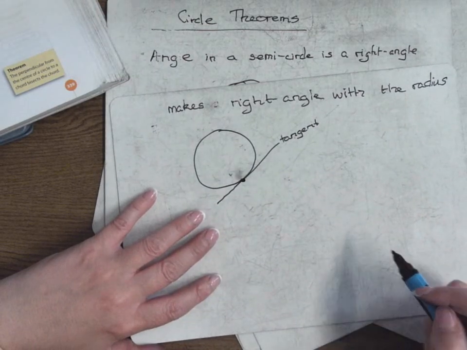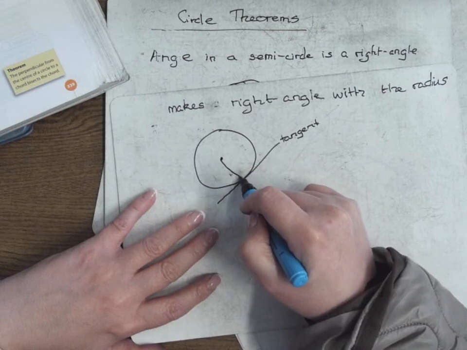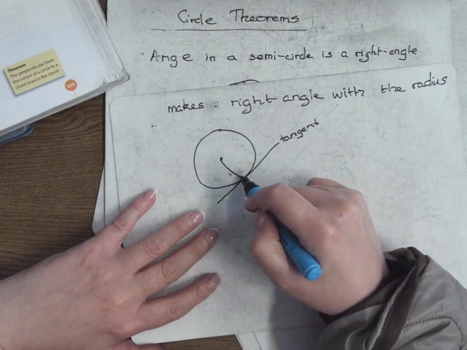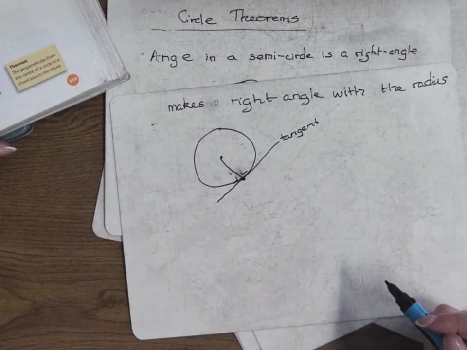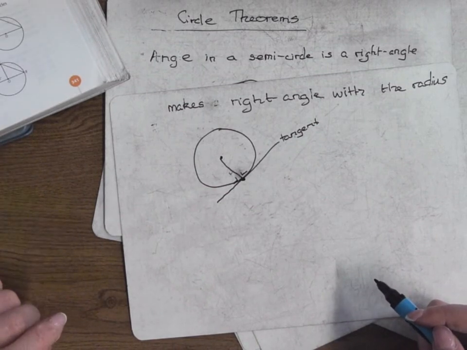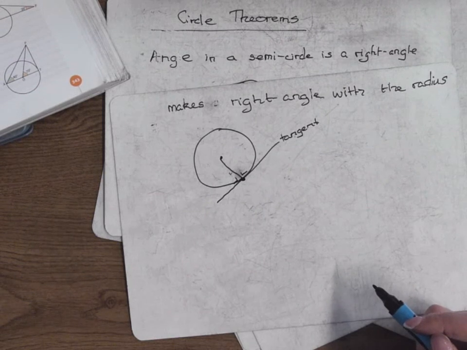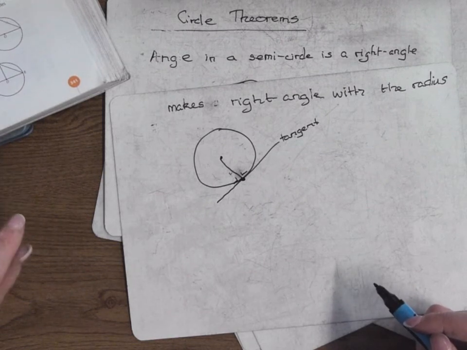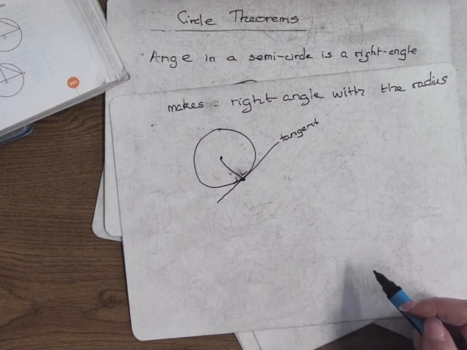Is that right? And at the point of contact, girls, if you were to draw a radius at that point of contact, it makes right angles. Is that okay? Are we good with that?